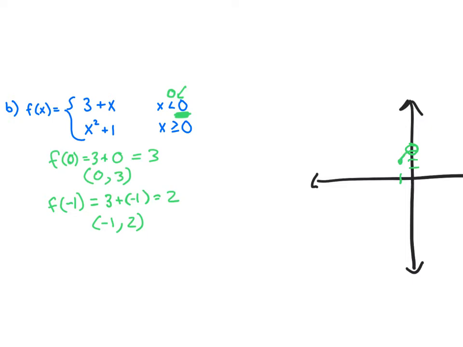And then we just connect those 2 points with a line for our graph. We know it's linear because we just have an x here. There's no x squared, nothing special happening to it, so it's a linear graph. So once we get 2 points, we can just connect them with a line. Everybody good with that so far?